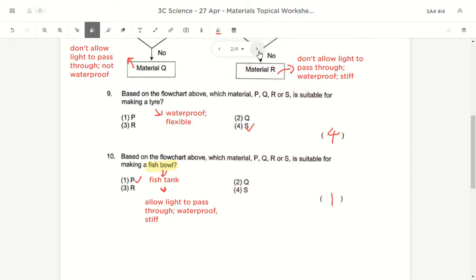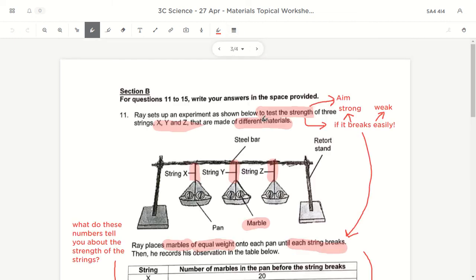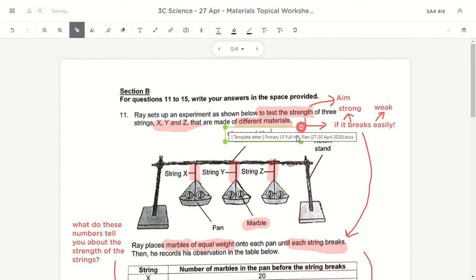Okay, let's look at question 11. Yesterday I went through with you how to break down a question, so I'll just do a fast one. I am testing how strong the 3 strings are. They're made of different materials. So this is the variable I changed. I only changed one variable, the material. This is what we call the change variable, the thing I changed in my experiment.